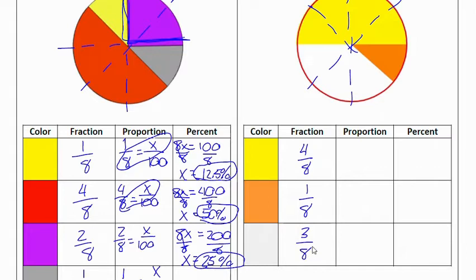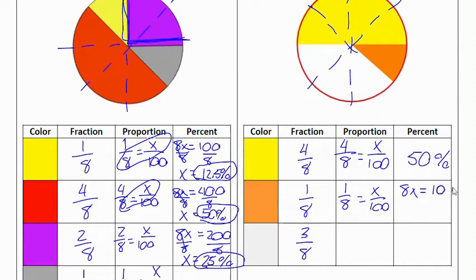To cut down on our work a little bit, we've already done the proportion for 4/8. So we have 4/8 equals x over 100. Remember, you just cross multiply it. 8x is equal to 400. Divide by 8 on both sides, and we end up with 50% because it's half. 1/8 we've already done, which is 1 over 8 equals x over 100. And that comes out to be 8x is equal to 100. Divide by 8 on both sides. We already did this one on the previous circle. So that's x equals 12.5%.